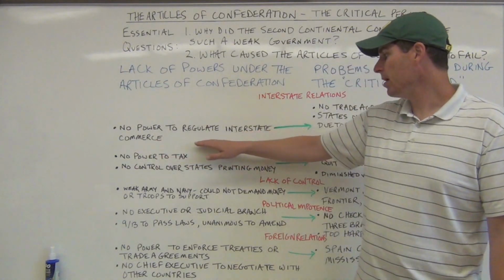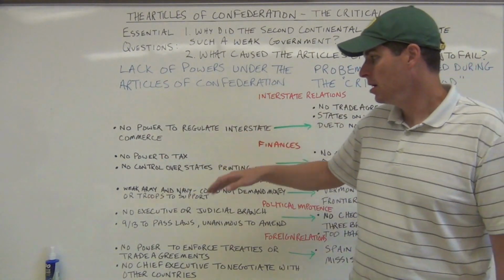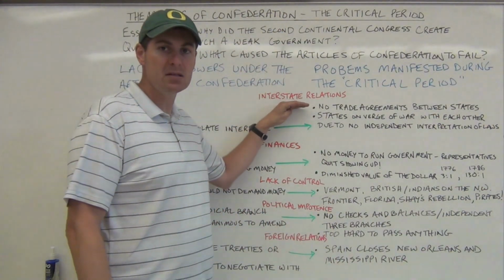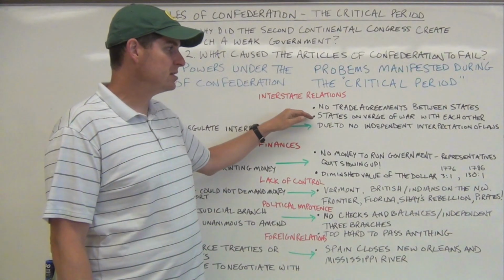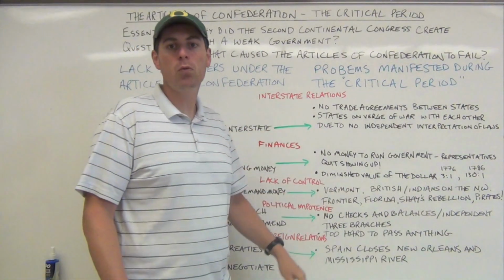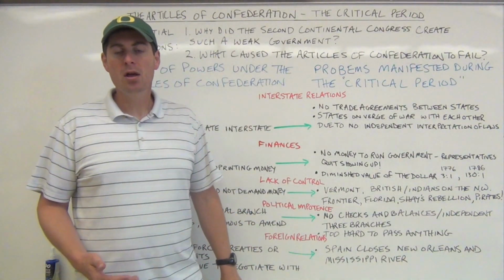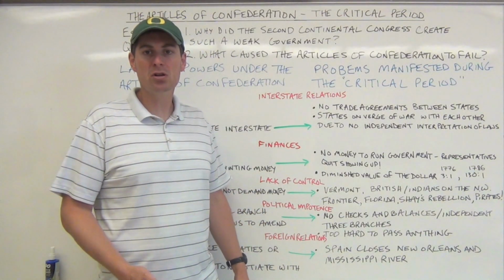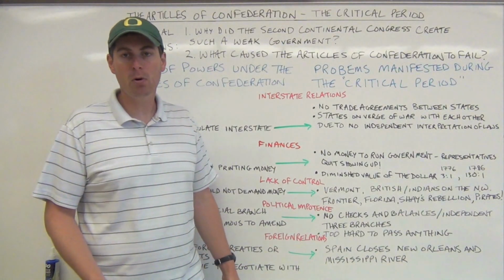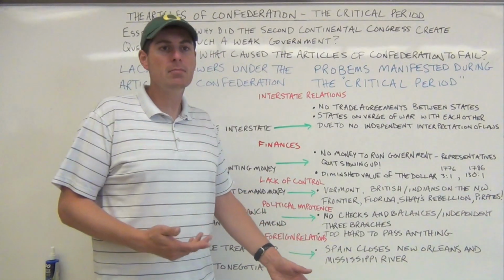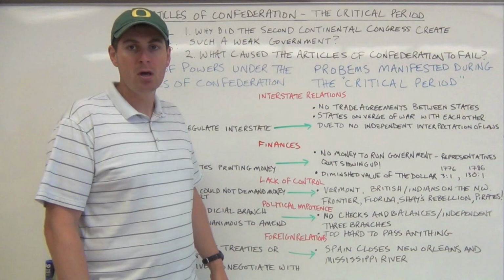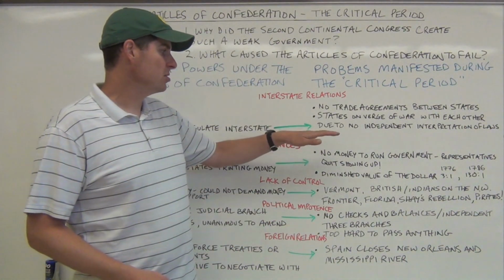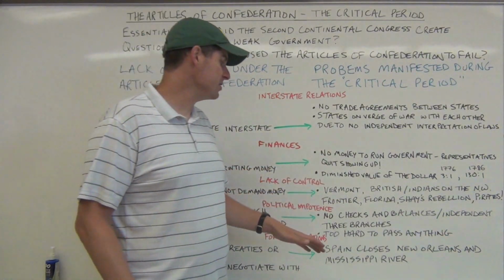There was no power to regulate interstate commerce, and with that, you have no trade agreements between states. You have states that go to the verge of war with each other. New York and New Jersey almost went to war, literally starting to raise their own militias to fight each other over economic control of a river on their border. There was no one to mediate this or solve this problem. Today we can see how that would be easily solved. Back then, not at all. So New York and New Jersey almost go to war. That's obviously a danger sign.